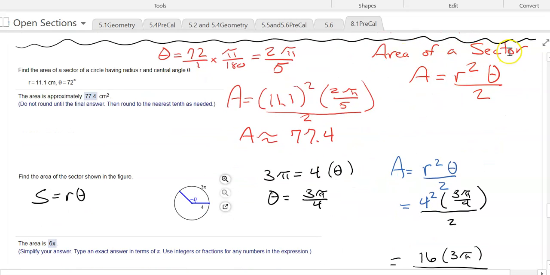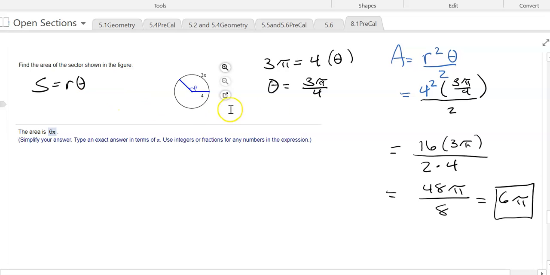Then we're looking at the area of a sector, which is pi r squared, or R squared theta divided by 2, multiplied by 1/2. Either way. So we're given both things. We don't have to convert it. Oh, we do have to convert 72 degrees. You can choose to simplify this if you want, or you can just use 72 pi over 180 here if you want. Doesn't really matter because we're putting it into our calculator.